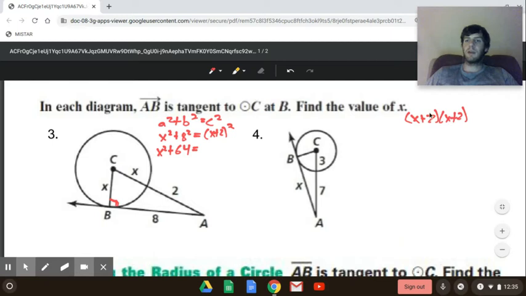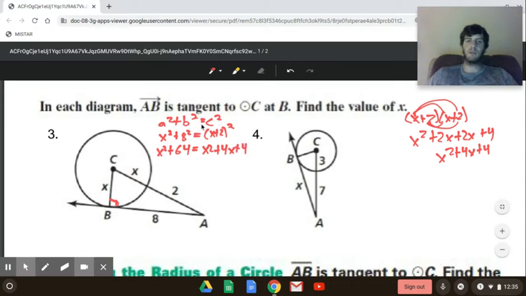All right, then you can FOIL. So first is x times x, which is x squared. Outer is x times 2, which is 2x. Inner is 2 times x, which is 2x. And then last is 2 times 2, which is 4. So that's going to be x squared plus 4x plus 4. Okay, so I'm going to put that back in over here. x squared plus 4x plus 4.